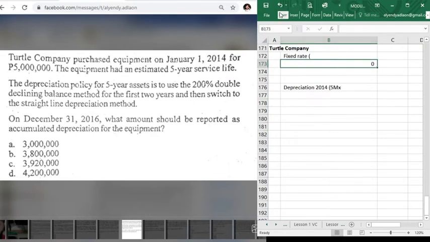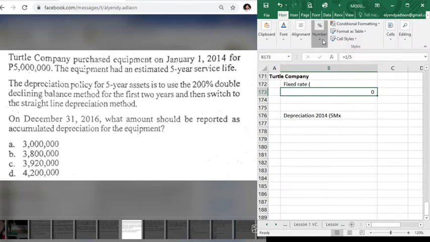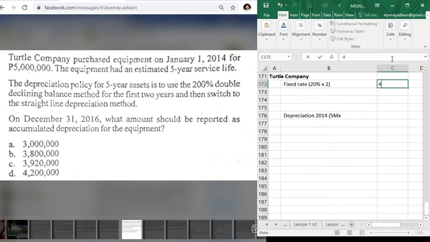How much is 1 divided by 5? That is 20%. So, our straight line rate is 20%. Now, to get the fixed rate, since it is double declining, times 2. So, we have 40% as our fixed rate for computing the double declining balance. Now, to compute the 2014 depreciation, we have the 5 million cost multiplied by 40%. So, how much is our depreciation? 5 million multiplied by 40%, we have 2 million pesos for 2014.